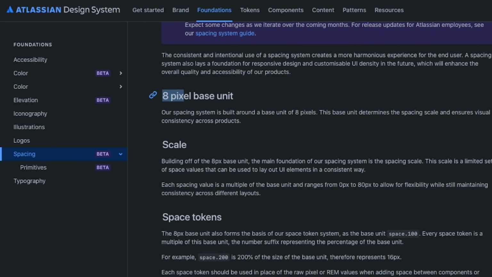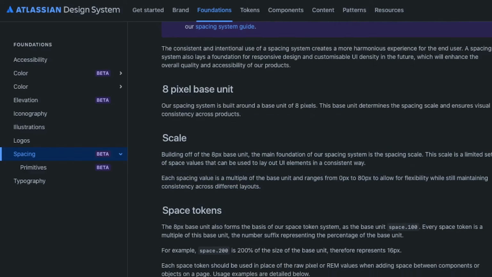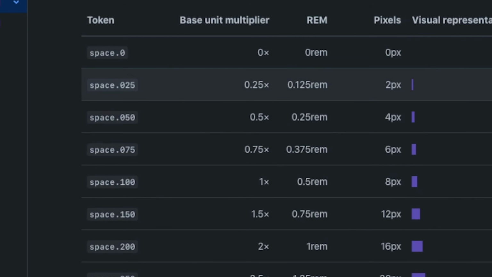They defined their base unit as 8 pixels. They then created a scale with the values ranging from 0 to 80, using the base unit. Lastly, they named the values in the scale with the word space, followed by a multiple of the base unit. Let's break it down one step further.